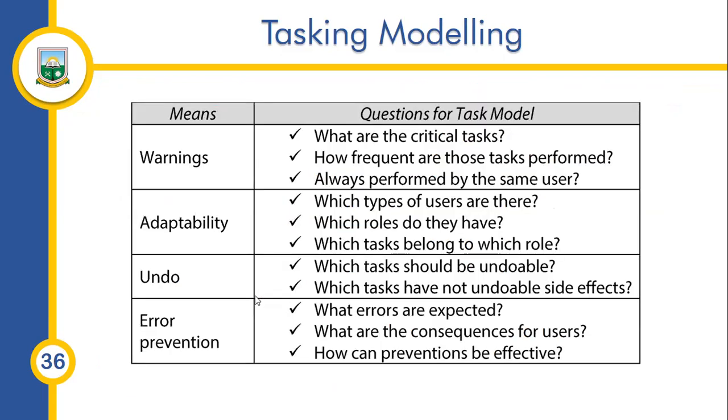What are the critical tasks? How frequently are those tasks performed? Are they always performed by the same user? And the adaptability too. What types of users are there? So during the task modeling process, you take up the role of the user to ask yourself these questions so that you can develop a better system. If you don't do that, you will end up developing a system nobody will like. Do you get it?